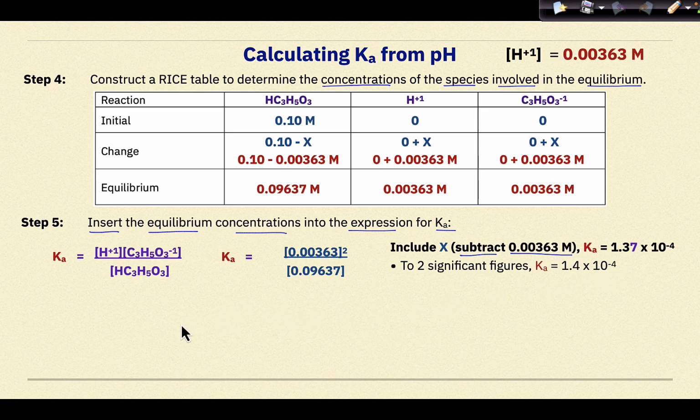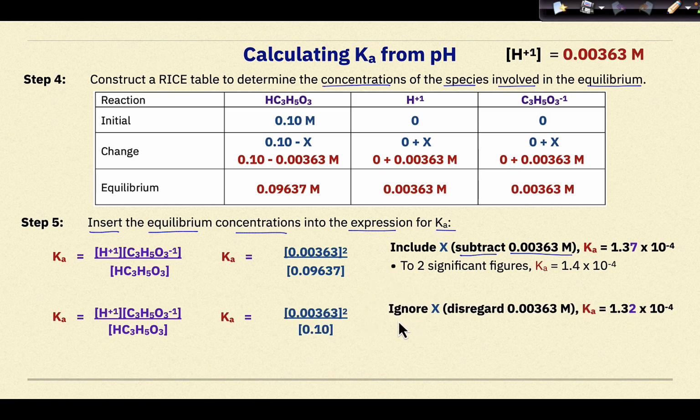Let's compare that to if we disregarded this value for X right here. So we would have Ka is equal to our equilibrium expression. Then we plug our values in here, with the exception of we're just going to use the value of 0.10 in this scenario, disregarding this X value right here. In this case, like I stated before, we're ignoring the X. So we're disregarding the 0.00363 molar, and our calculated Ka is 1.32 times 10 to the negative 4. To two significant figures, the Ka value is 1.3 times 10 to the negative 4.